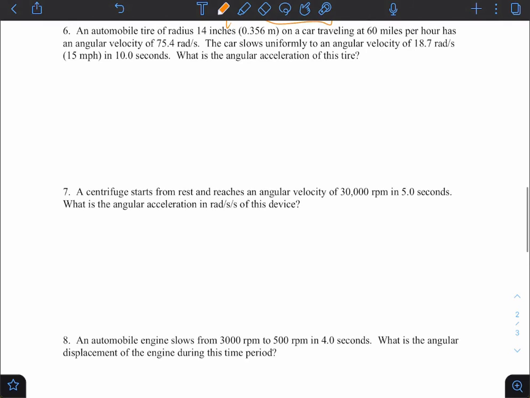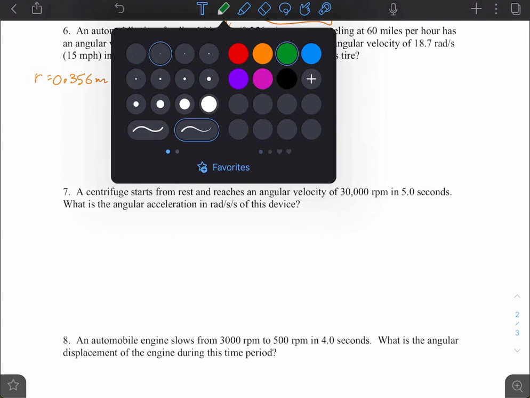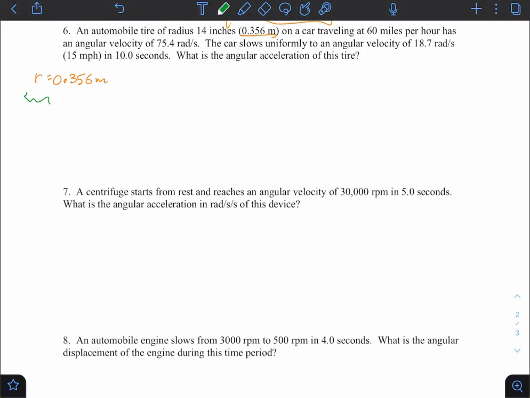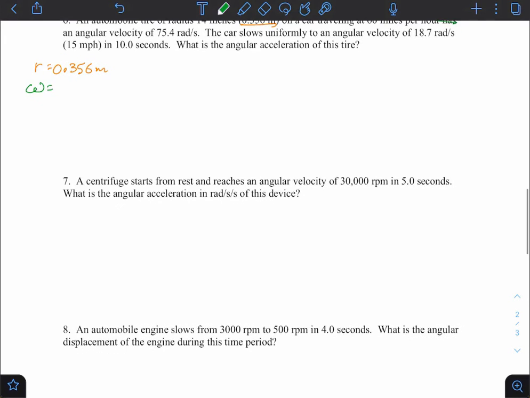Number 6, automobile tire of radius. They even gave it to us in meters. Radius equals 0.356 meters. On a car traveling 60 miles per hour, which is gross, has an angular velocity of 75.4 radians per second. Thank you for giving us that. That's so much better. 75.4 radians per second.